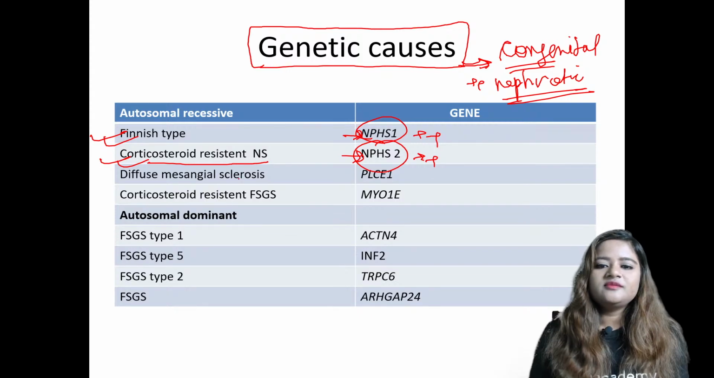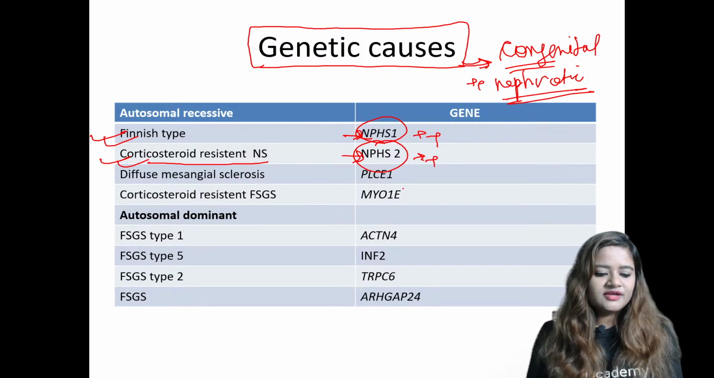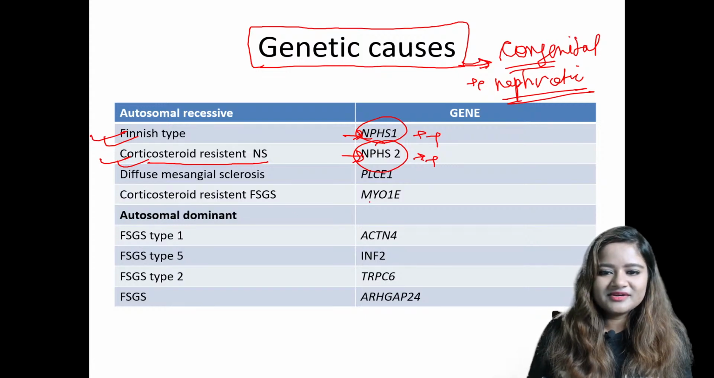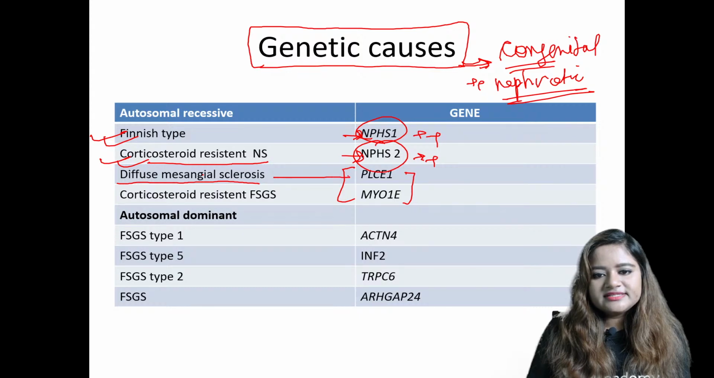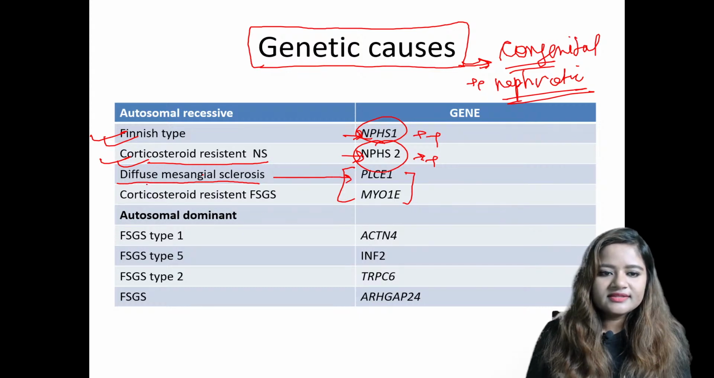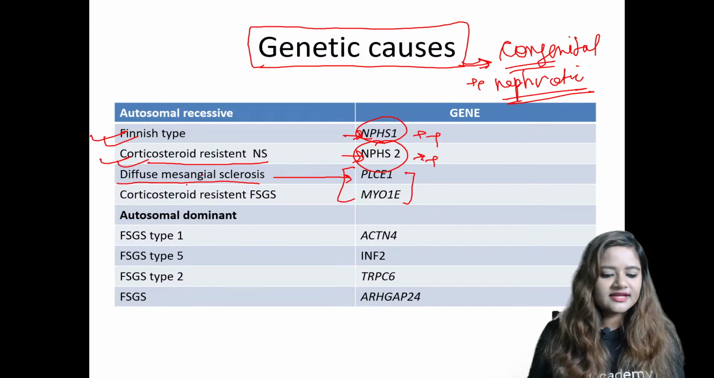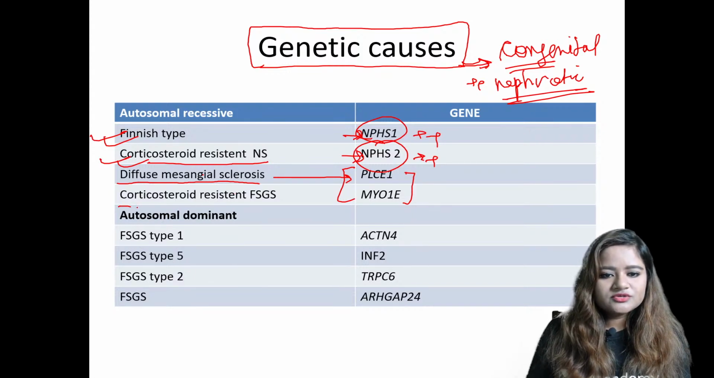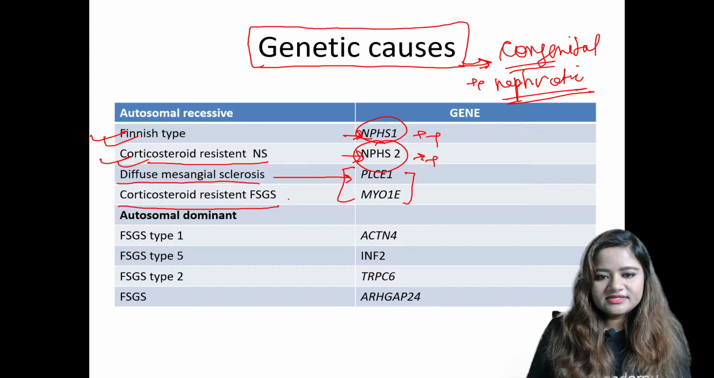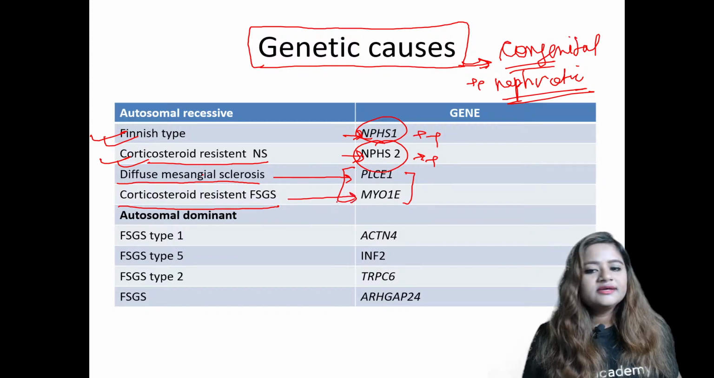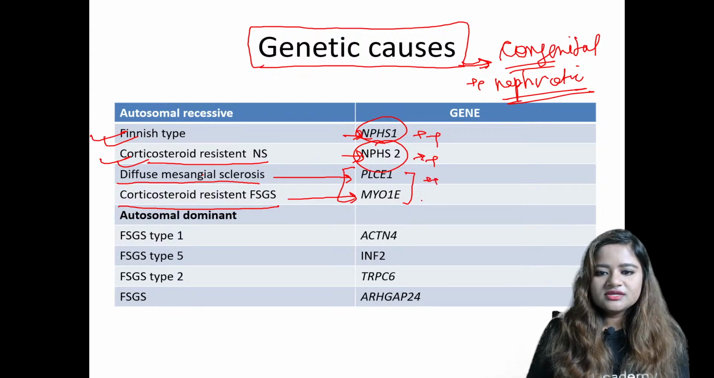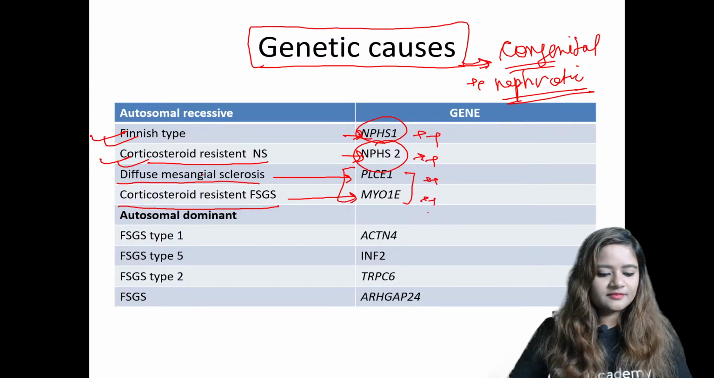Now because NPHS1 and 2 have had questions many times, you need to upgrade yourself, so please remember these following 2 names that I have put over here. That is your diffuse mesangial sclerosis. So diffuse involvement is seen with PLCE1. PLCE1 is responsible for diffuse mesangial sclerosis, and corticosteroid resistant FSGS type is seen with the mutation of MYO1E. So just remember the names of these 2 genes because these can be recent update questions.